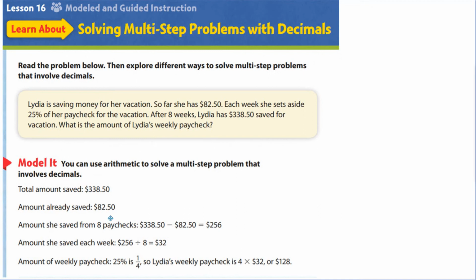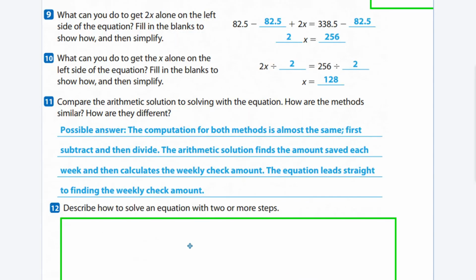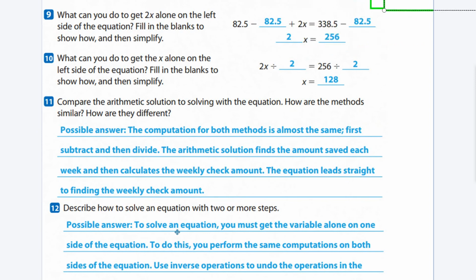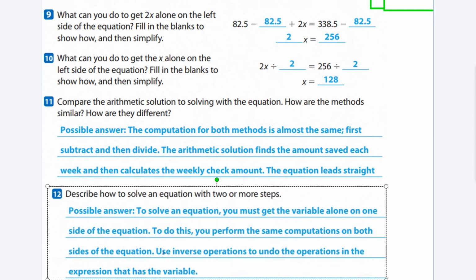Which is in this page right here. Okay? So you can pause it and read it carefully. And then number 12, describe how to solve an equation with 2 or more steps. Well, another possible answer: to solve an equation, you must get the variable alone on one side of the equation. To do this, you perform the same computation on both sides of the equation. Use inverse operations to undo the operations in the expression that has the variable.